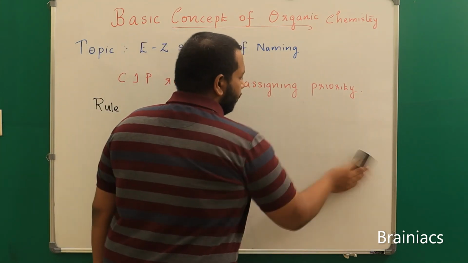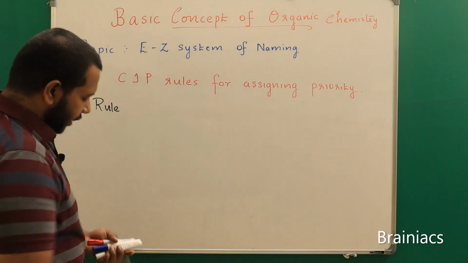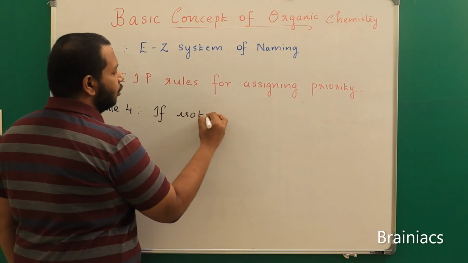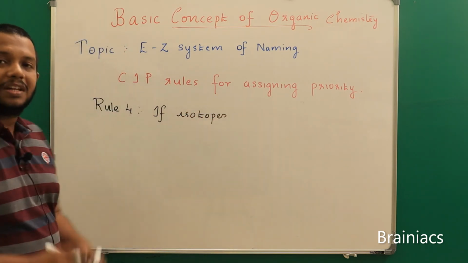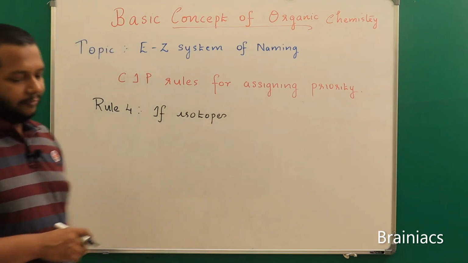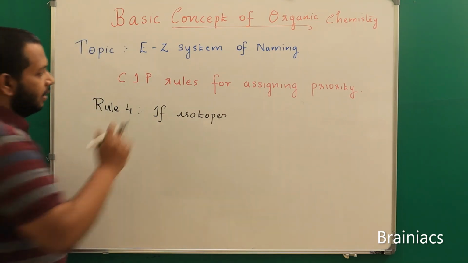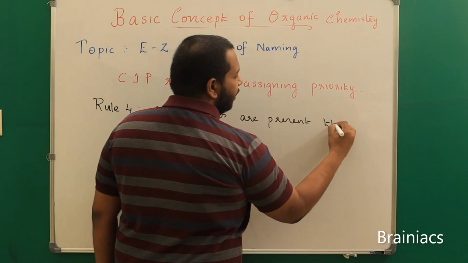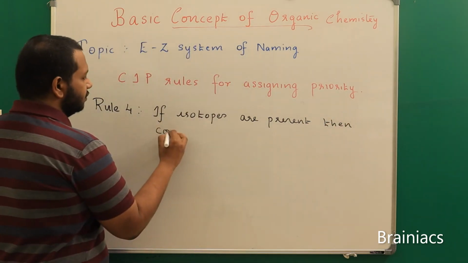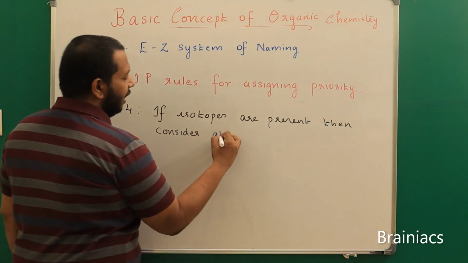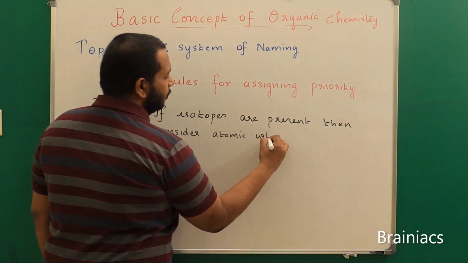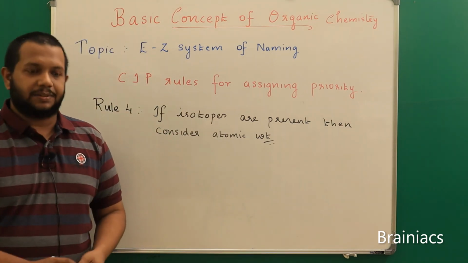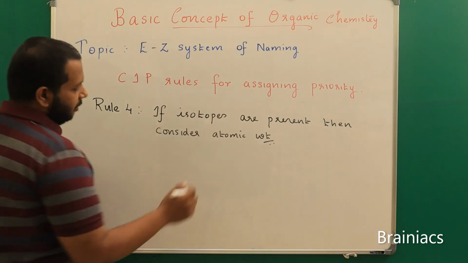Now coming to rule 4, if isotopes, what are isotopes? Atoms having the same atomic number but different atomic weight. So if isotopes are present, what should you do? If isotopes are present, then consider atomic weight. So let's see that. We will see one example to understand that.